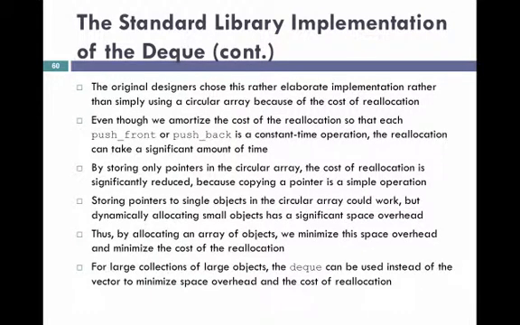So the original designers chose this scheme of an array of pointers to blocks, partly so that the cost of reallocation could be reduced. Even though we have a constant time operation, reallocation is still significant when it does happen. If we store pointers in a circular array, then the cost of reallocation is reduced because copying a pointer is a simple operation. Storing pointers to single objects could work, but allocating small objects has a significant space overhead. So by allocating an array of objects, we minimize this space overhead and we minimize the cost of reallocation. So for large collections of large objects, the deque can be used instead of the vector to minimize space overhead and the cost of reallocation.